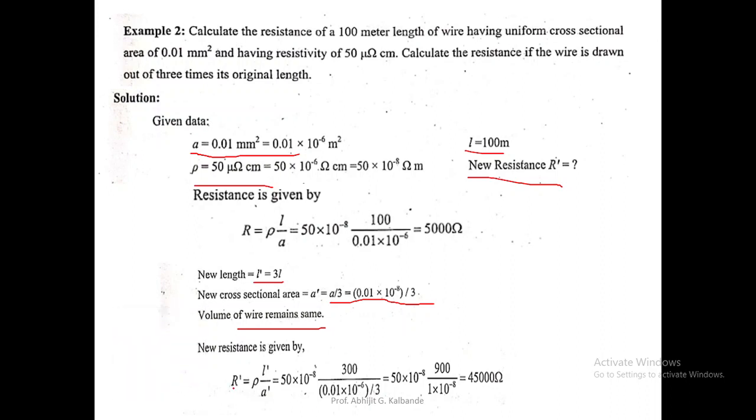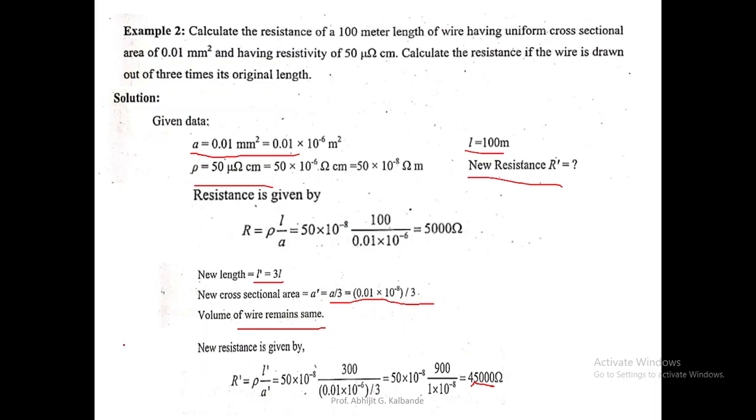The new resistance R dash is equal to... Resistivity will also change. The change will be in terms of length and in terms of area. So the change in length upon the change in area will be put here, and as per that we get the actual resistance, which is 45,000. Actually, the resistance will increase here in terms of the new resistance.